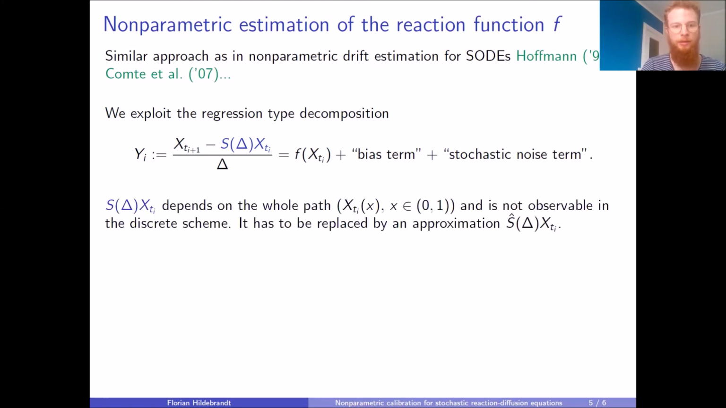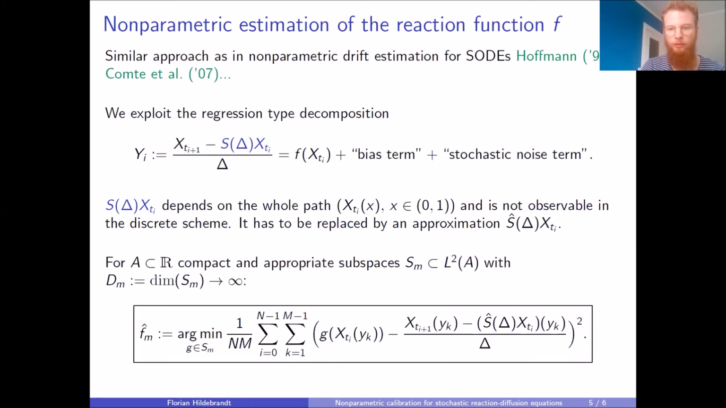So there's a problem here, and that is that this object is not observable in our discrete observation scheme, because in order to be able to compute it, you need knowledge about the whole spatial process at time ti. And we have no access to that. And that is why we have to replace this object by some approximation, which only depends on the discrete observations. And that is denoted here by S hat.